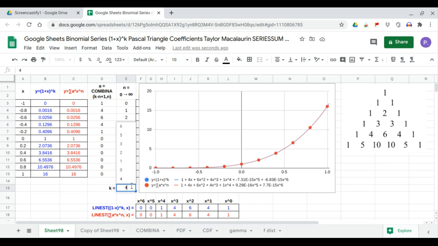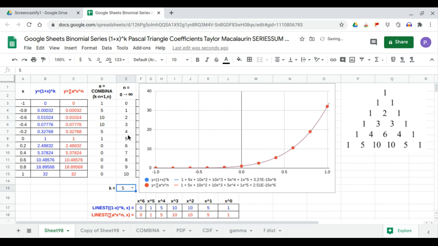At k equals 5, our polynomial is 1 plus 5x plus 10x squared plus 10x cubed plus 5x to the fourth plus x to the fifth, and this is 0. Our regression coefficients match our expansion coefficients and our Pascal triangle 1, 5, 10, 10, 5, 1.